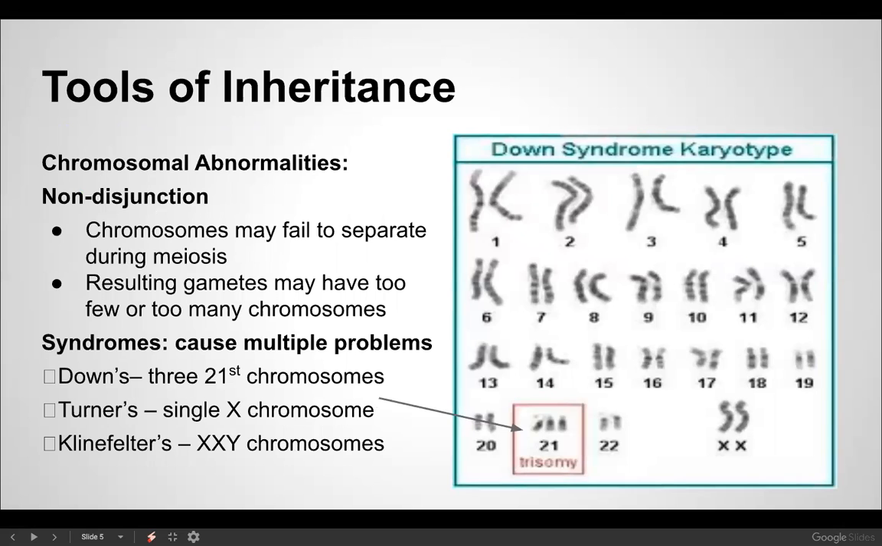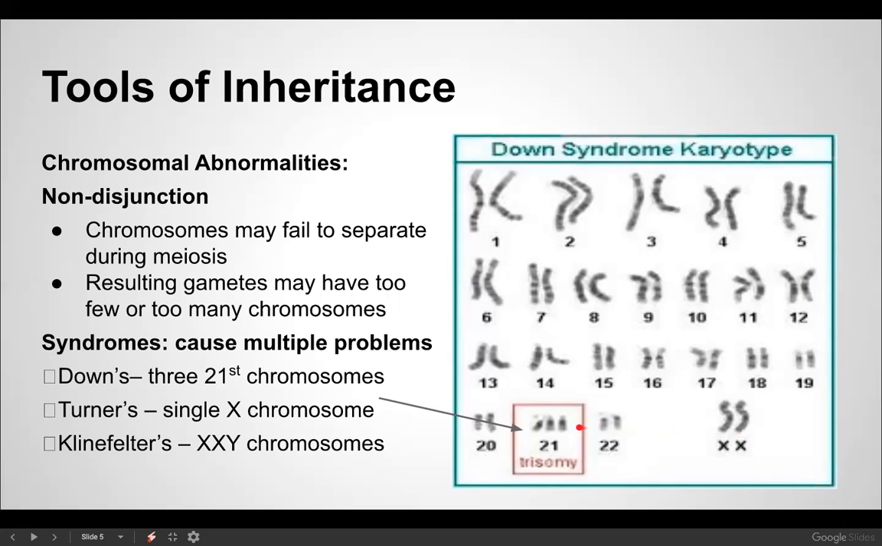Now if you look at this one, you can see at the top of the picture it says Down syndrome karyotype, or trisomy 21. So instead of having a pair of chromosomes, something happened during meiosis where the chromosomes didn't separate properly, and you wind up having an extra 21 chromosome. Because of that, you wind up having Down syndrome, which has a host of different symptoms or abnormalities. This is known as non-disjunction. Chromosomes fail to separate during meiosis, resulting in gametes that may have too many or too few.